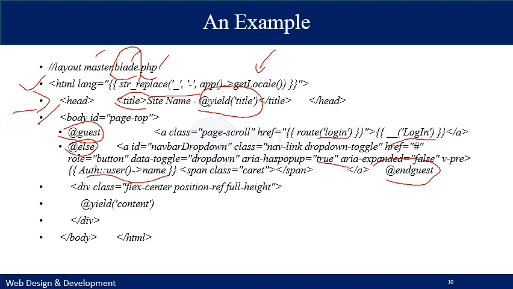It is usually defined at the top of our page or in the navigation of our page. In this case, if the user is not logged in, the login link will be displayed, and if the user is logged in, the user's name will be displayed, which is accessible by Auth::user()->name. And at the bottom of the page we have yield content, and in this place the child content will be loaded.